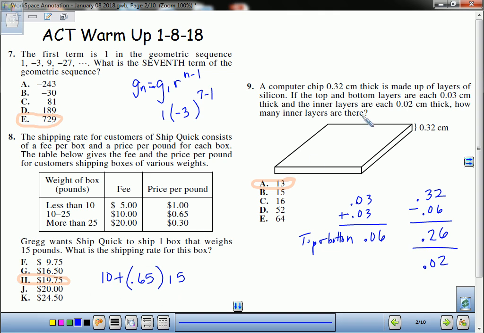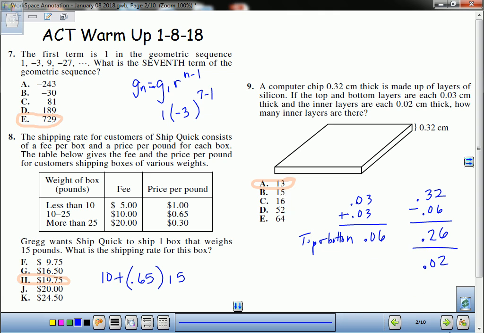The next one, we had this chip. It has a top and bottom, and the thickness of the top and bottom together is 6/100ths of a centimeter. So if we subtract that out, that leaves us with 26/100ths of a centimeter. And if each layer is 2/100ths thick, we divide those two and we find that there are 13 layers.